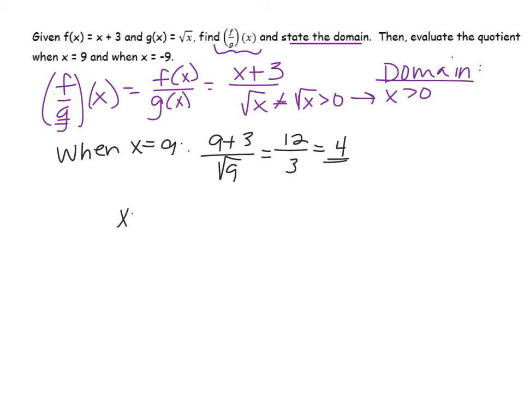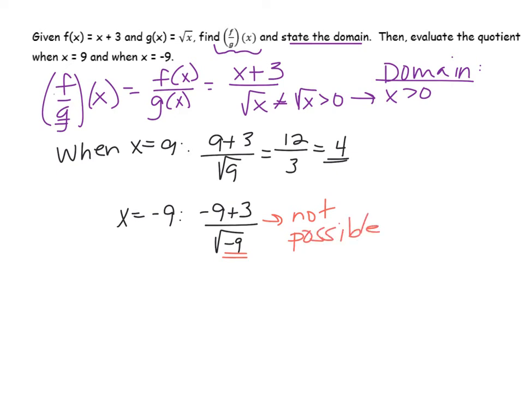When x is negative 9, watch what happens. We have negative 9 plus 3 in the numerator, but then we run into trouble. We get the square root of negative 9 in the denominator. That's not a real solution, therefore this solution set is not possible. It doesn't fit the restriction in the domain.